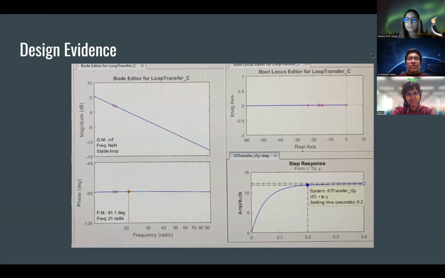As we can see, these are the system 2 plots found from the inputs and outputs we put into the proportional integral design. In the amplitude versus seconds plot, it met the requirement at 12 radians per second at 0.02 seconds. And that's another validation of our proportional integral feedback.